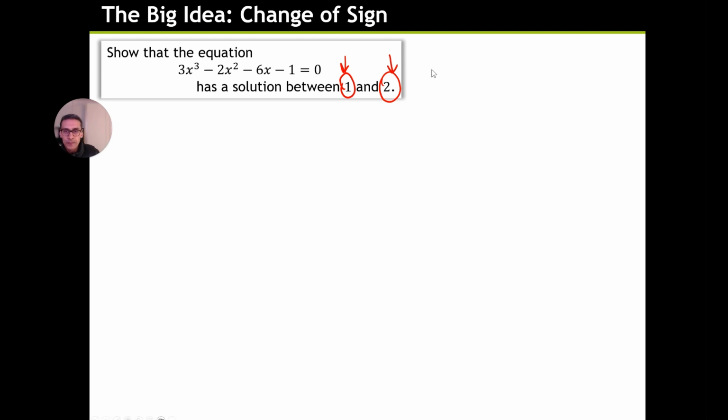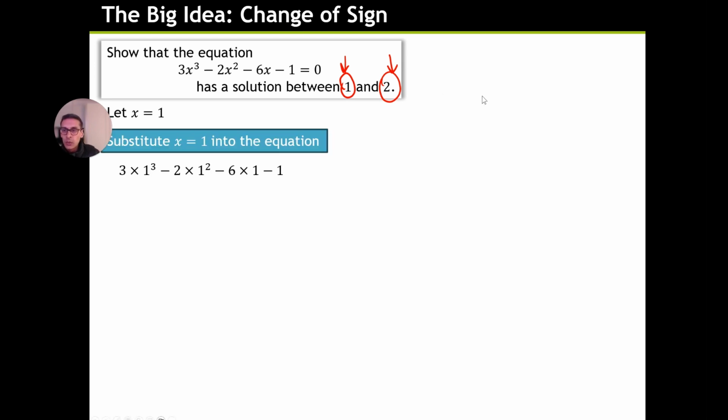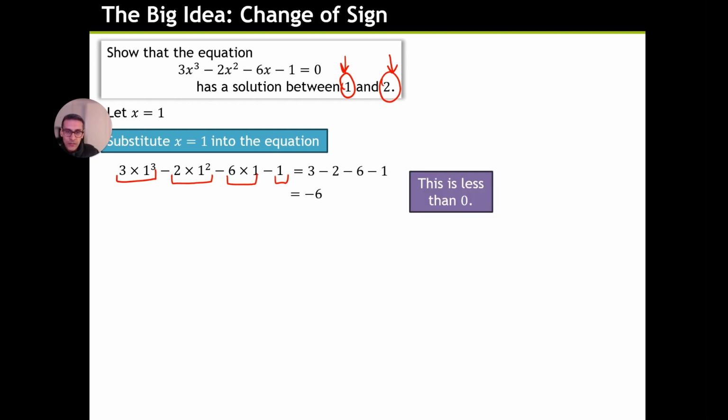And we can say, okay, if we put 1 into this equation here, we're going to get 3 times 1 cubed, take away 2 times 1 squared, take away 6, take away 1, and that's going to be nice and easy to work out. 3 take away 2, take away 6, take away 1. So you end up with -6. And this is obviously less than 0.